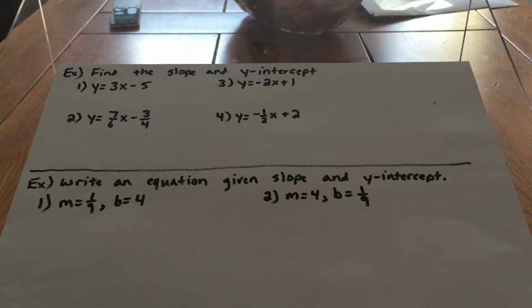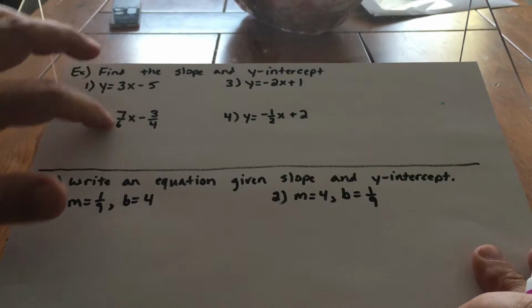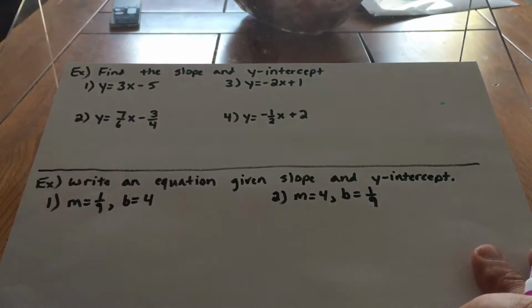Okay, so continuing on with linear equations, just a couple simple concepts, couple simple examples just to see that you remember what slope and y-intercept are. Okay, in the first example it says to find the slope and the y-intercept, and they give you equations in y equals mx plus b form.